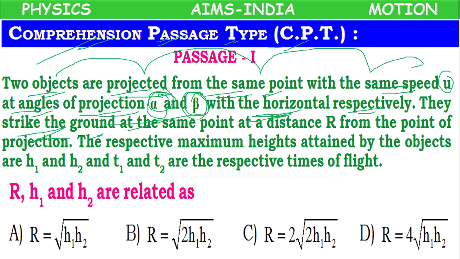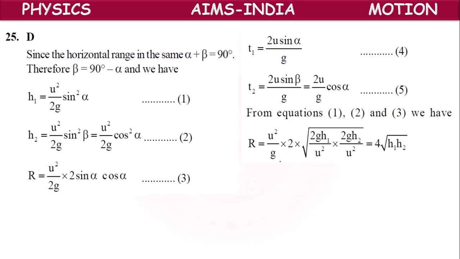They strike the ground at the same point at a distance r from the point of projection. The respective maximum heights attained by the objects are h1 and h2, and the times of flight are t1 and t2. The ranges r1 and r2 are the same, but heights, times of flight and angles of projection are different. So what is the relation between them that we have to find? The horizontal range is the same.